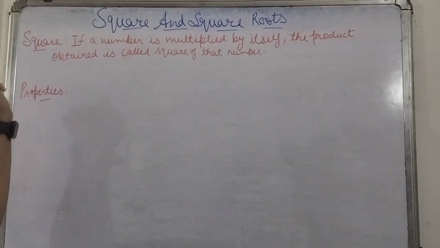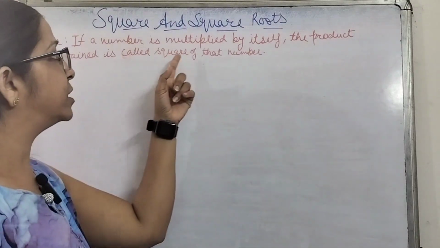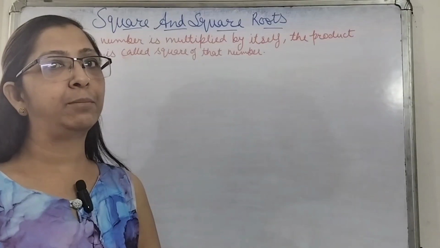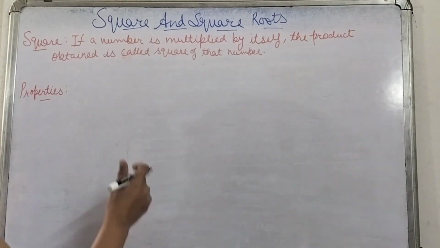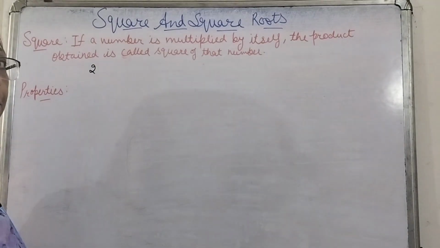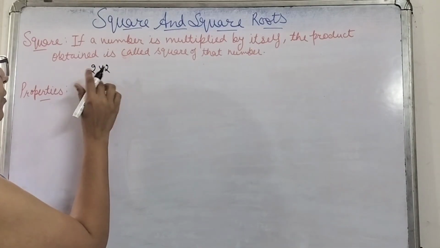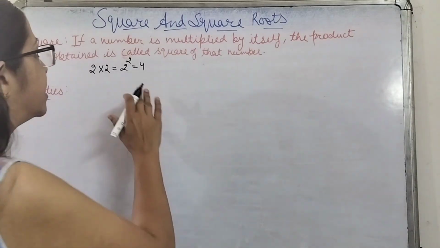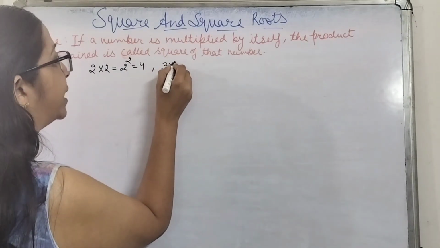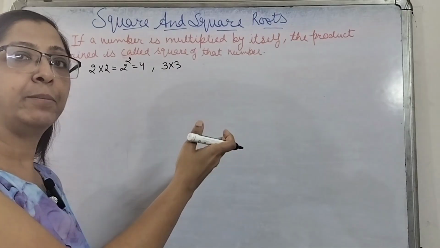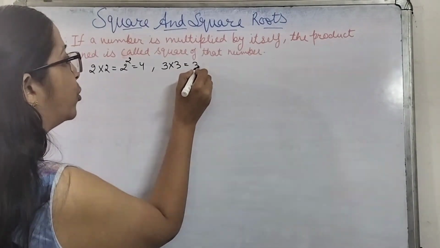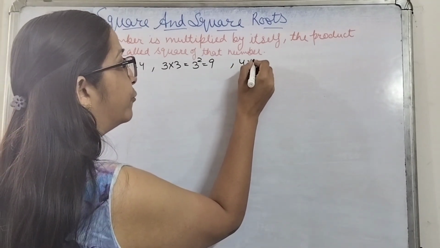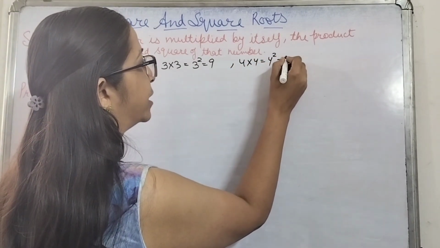First of all, let's understand what a square is. If a number is multiplied by itself, the product obtained is called the square of that number. For example, if I take 2 and multiply 2 by 2 itself, we get the square of 2, that is 4. Similarly, if I multiply 3 by 3, we get the square of 3, that is 9. If I multiply 4 by 4, we get the square of 4, that is 16.